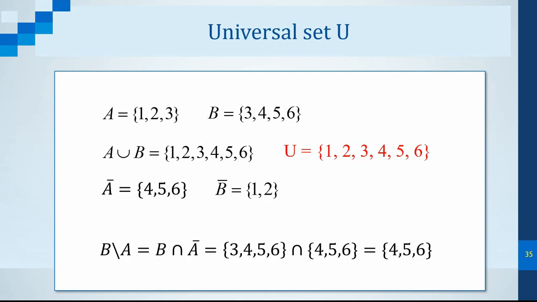This is the universal set. Universal, we can say, is the general elements. If you have, for example, A and B, the universal set is the combination of these two. You don't need to repeat this again. Here are some examples of the universal set.